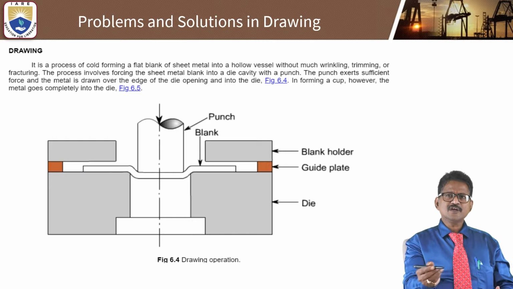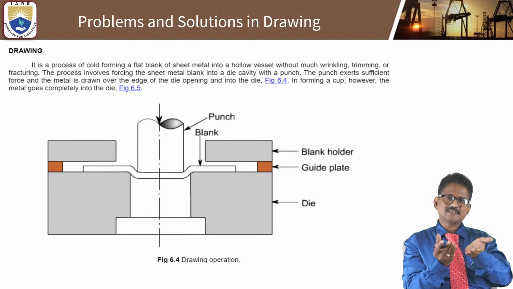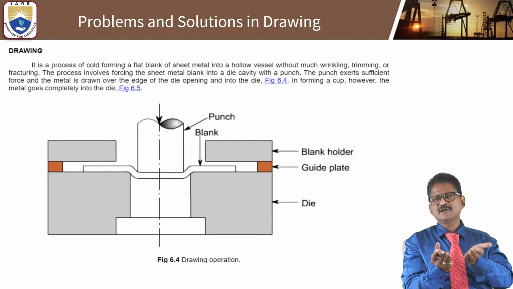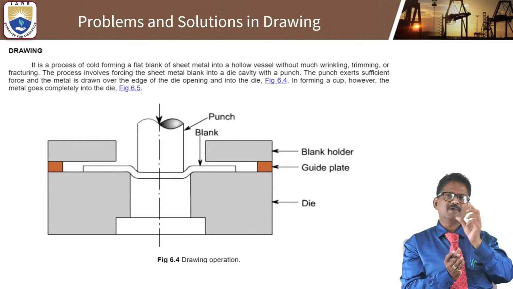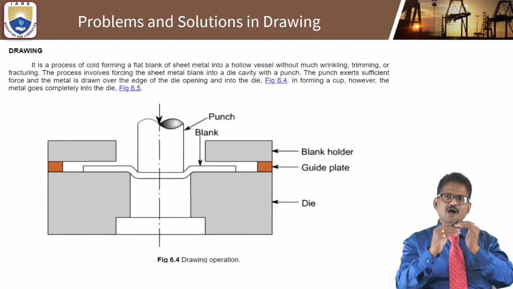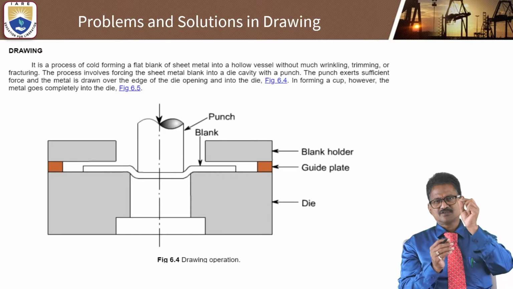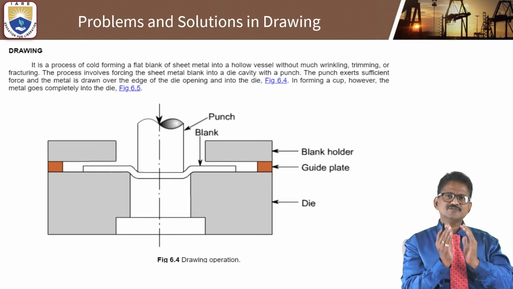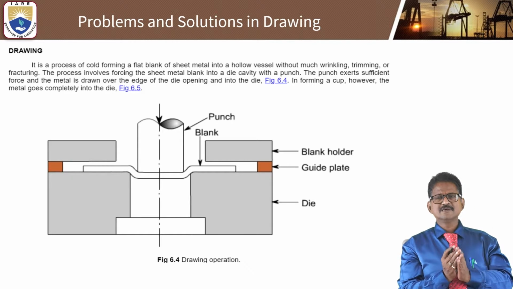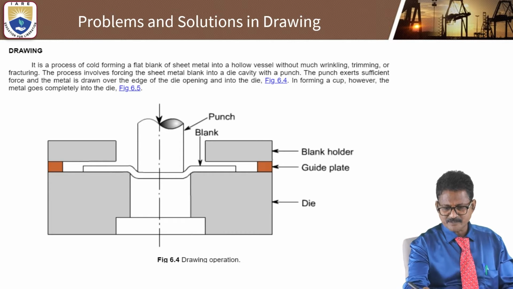In this drawing operation you can keep blank holders to support the strip so that it cannot move up and down and no vibrational changes can occur, so the blank holder is kept above the guide plate. The guide plate is also very important to hold the strip or workpiece so that uniformity can be obtained. Now look at how we can have a cup shape.